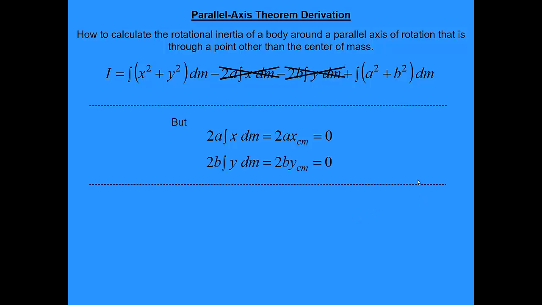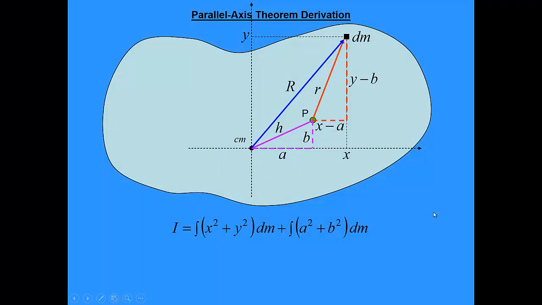So those two terms drop out, and what we're left with is this. The rotational inertia about the parallel axis is the integral of the quantity x squared plus y squared dm plus the integral of a squared plus b squared dm. But if we look at the diagram, what would x squared plus y squared be? X squared plus y squared, isn't that capital R squared? And isn't a squared plus b squared little h squared? Little Pythagorean theorems.